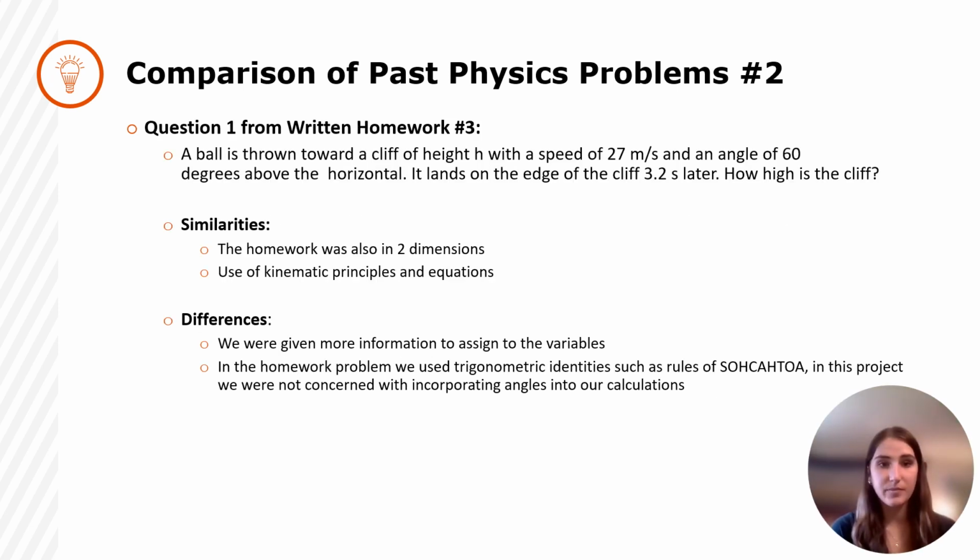The second comparison problem is the ball and cliff question from homework 1. Both problems are set in the real-world context in 2 dimensions and require the understanding of kinematic principles. The two differed in the methods for solving and the amount of given and unknown information provided from the question.